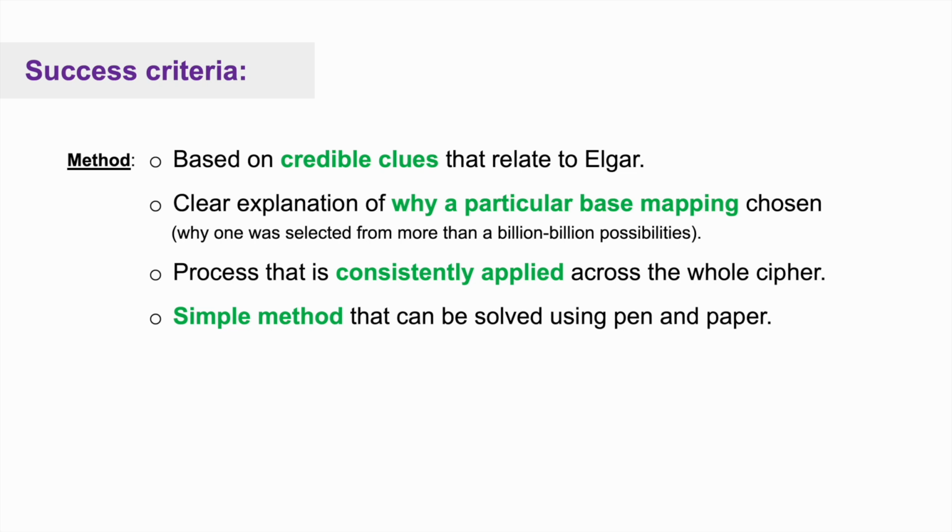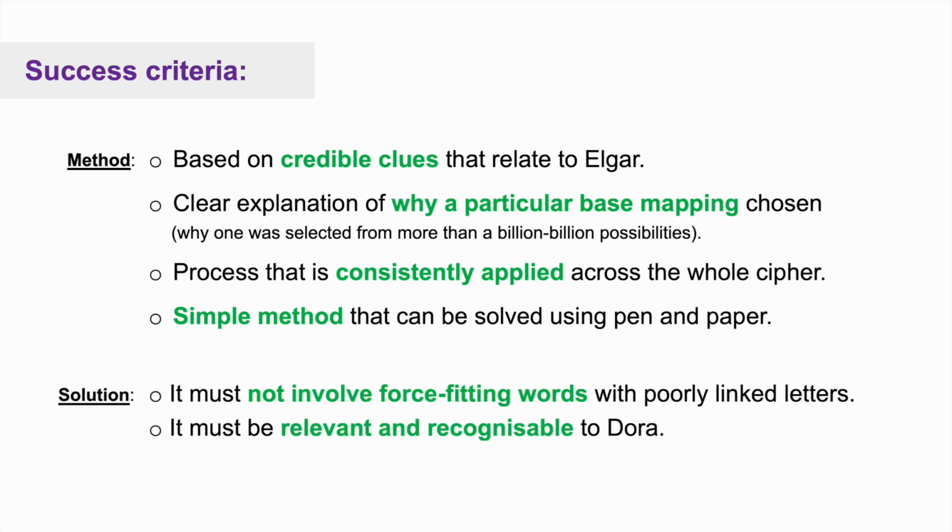All of my analysis has been based on credible clues that relate to Elgar. I used a particular base mapping from more than a billion possibilities. I consistently applied a 2-step process across the whole cipher, and it could be solved using pen and paper. The words were not force-fitted together, and all of them were relevant and recognisable to Dora.